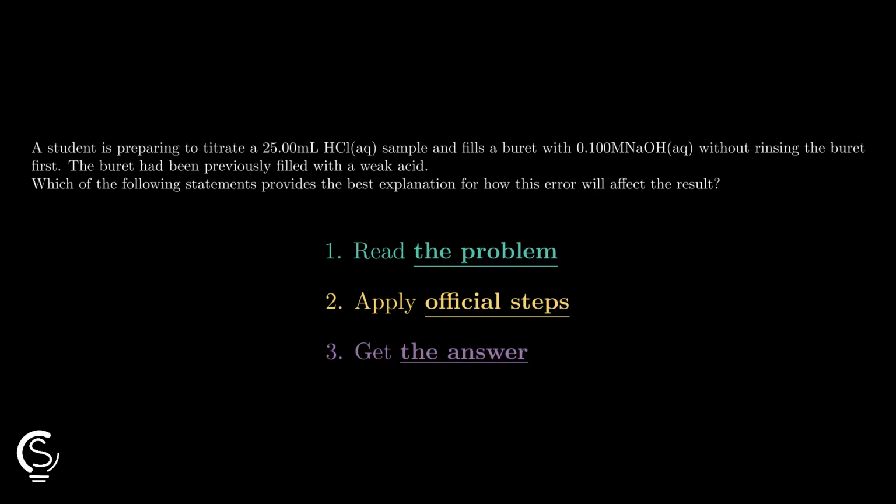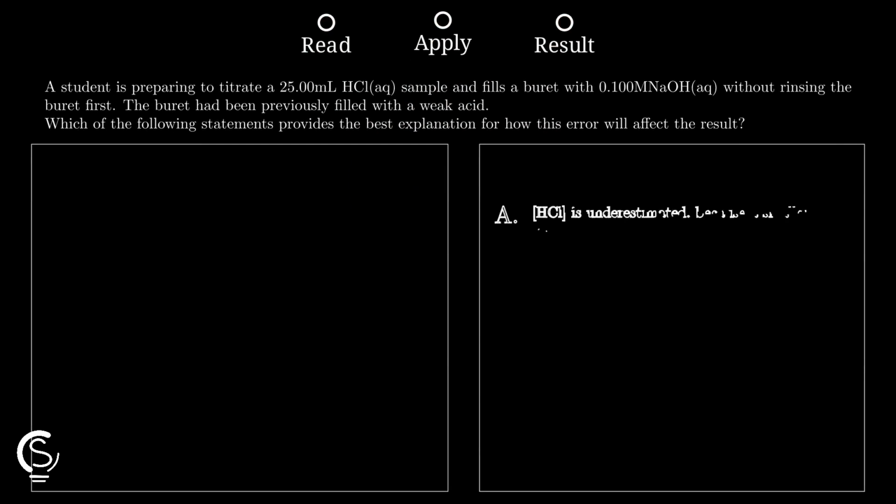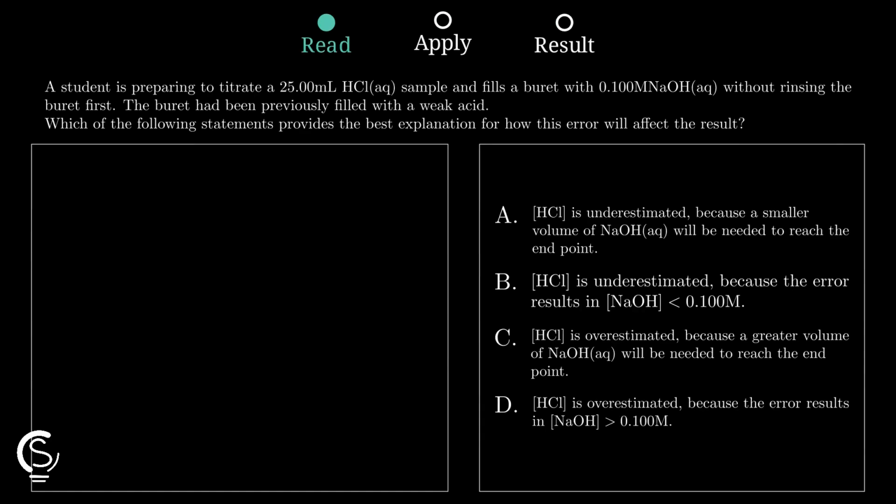Residual liquid in a burette can flip a titration result, so watch this quick breakdown and see why the concentration looks too high. Residual weak acid left in the unrinsed burette mixes with the sodium hydroxide, so the solution delivered from the burette is no longer truly 0.100 molar base.